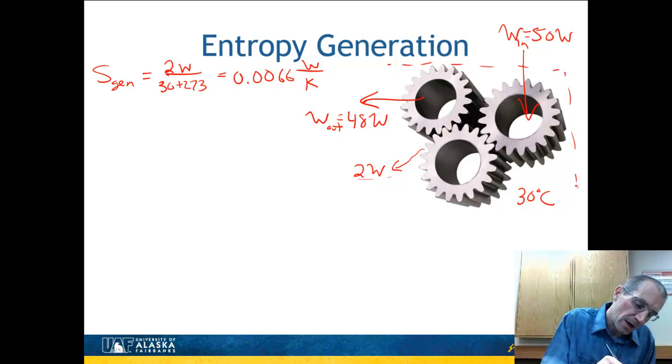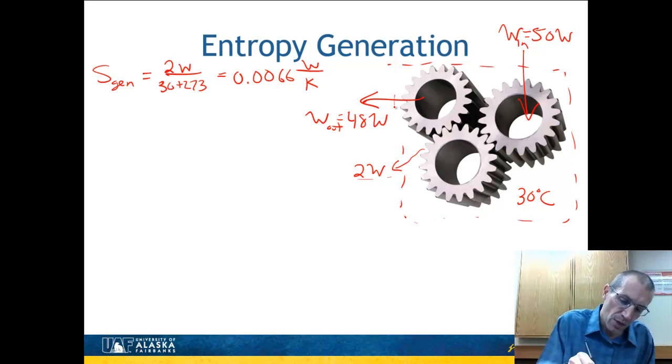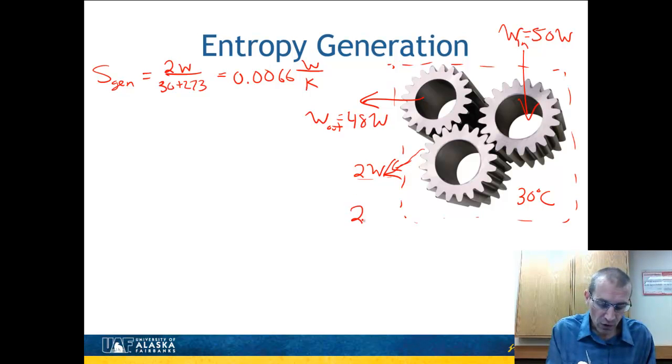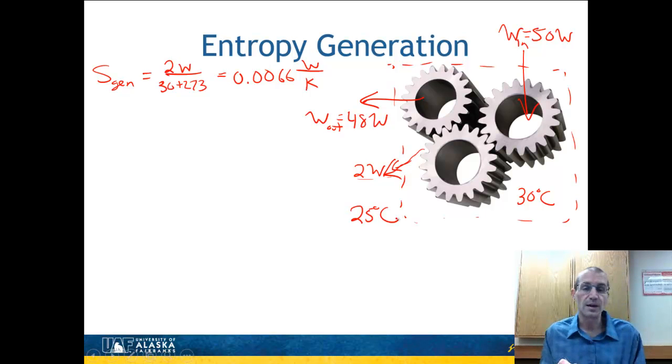Now, okay, here's our gearbox. We said it was at 30 degrees, and clearly if we're dumping a little bit of heat, 2 watts, if we want to keep this at 30 degrees, that 2 watts has to continue to leave the system. Now, if it's going to leave the system, it has to go into something colder than 30. Let's say it's going into an environment that is 25. There's going to be entropy generation as the energy leaves the 30-degree gearbox and enters the 25 degrees.